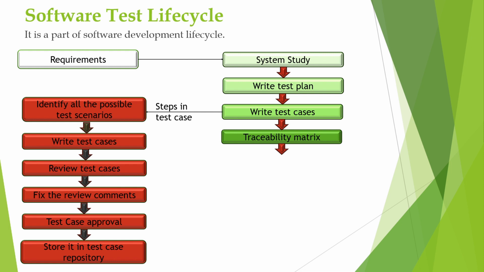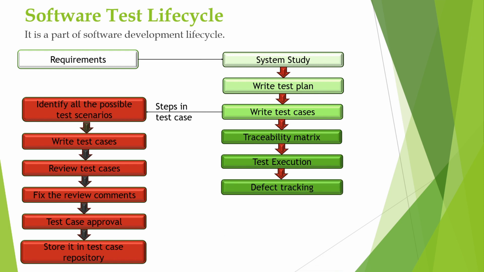Once the traceability matrix is ready, we will then start executing the test cases on the application. While testing the application, if we find any defects, they must be communicated to the development team. And in order to track the status of those defects, we will be using defect tracking tools like Jira. Once we complete the testing of the project, while handing over the project to the customer, we will be preparing the test execution report.